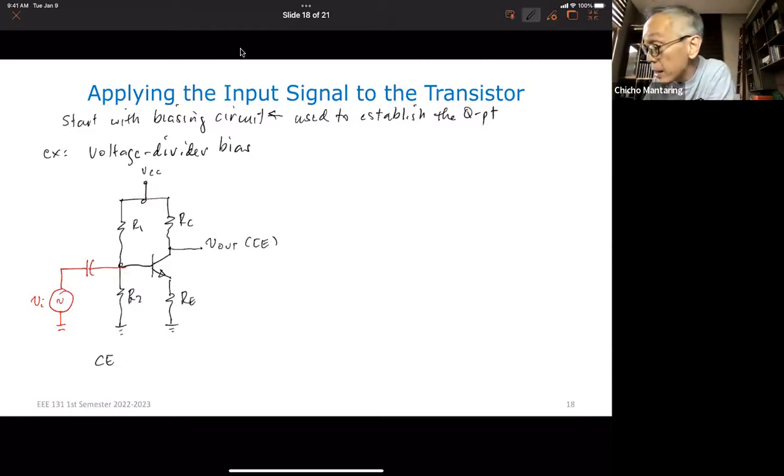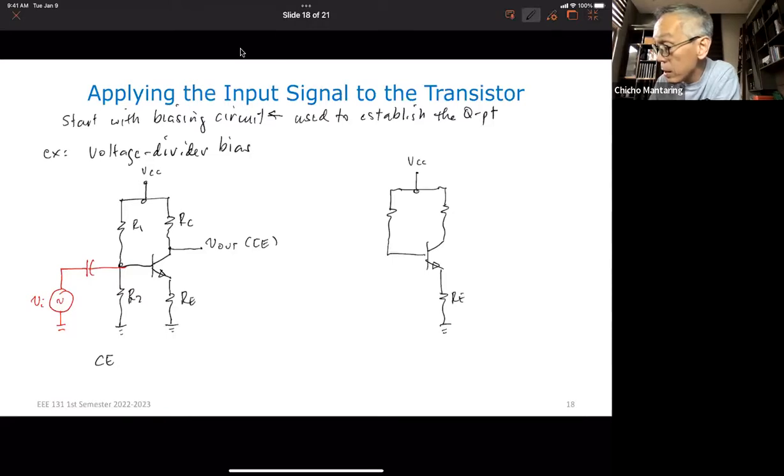Okay, for the common base, we start with the same biasing circuit. So this is RE. This is R1, R2. So that's the same biasing circuit. So we use this to establish the operating point. Okay. Where is my output? My output is still here. So this is my output.